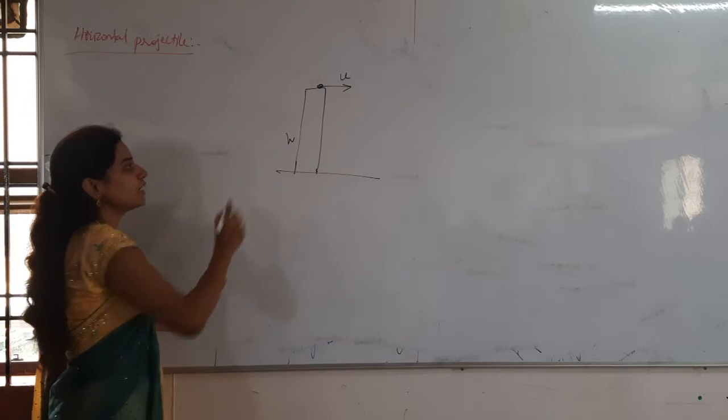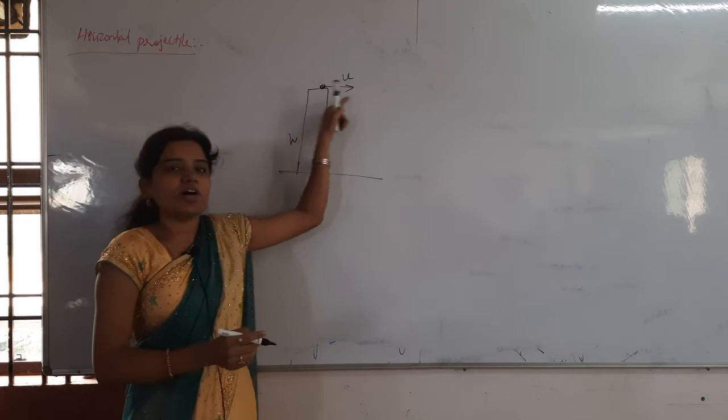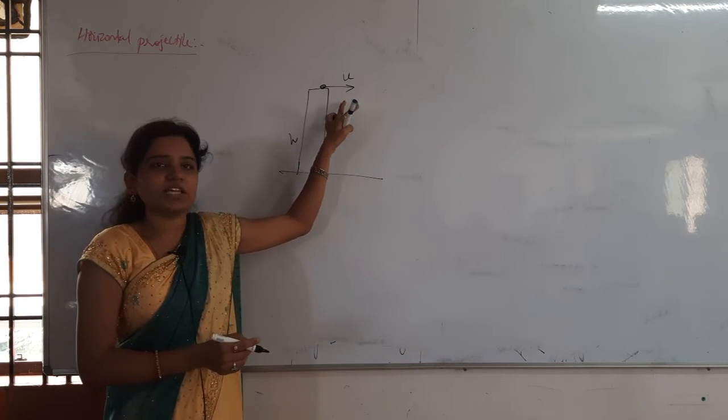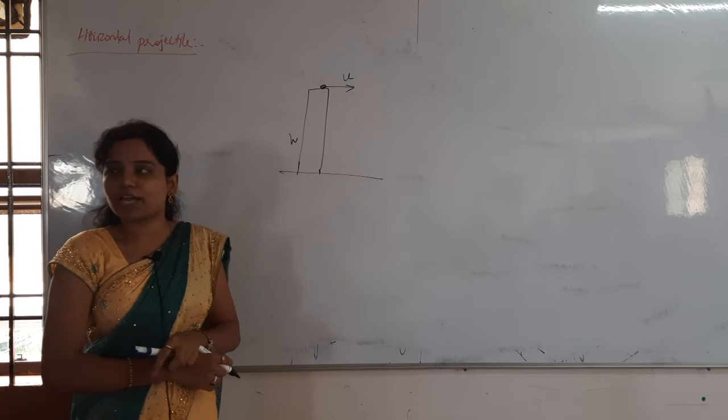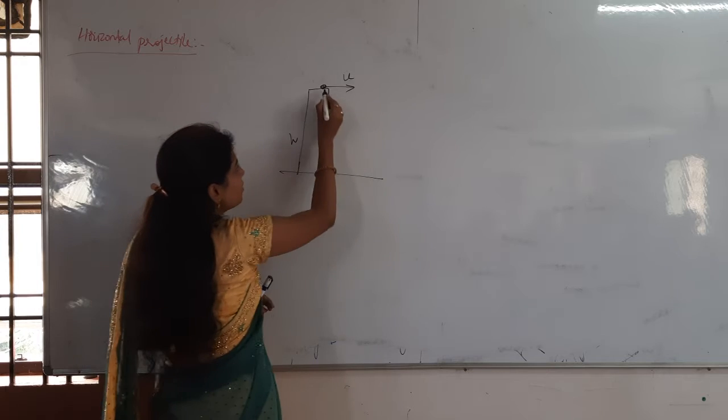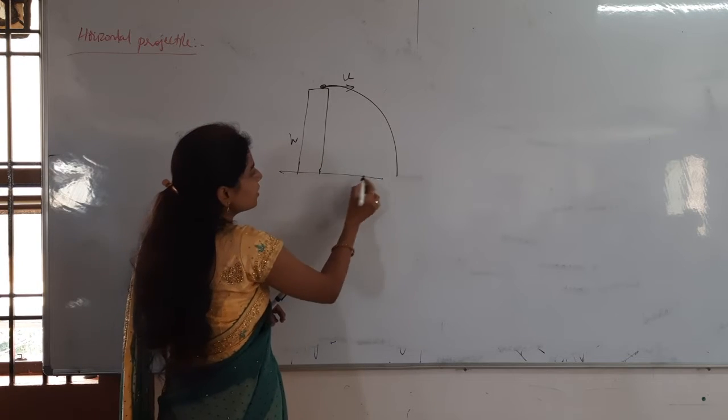From a height h, we are projecting a body in the horizontal direction. With what velocity? U velocity. Is there any angle with the horizontal? There is no angle with the horizontal. So what will the body do? Nothing but it will again do the projectile motion only.